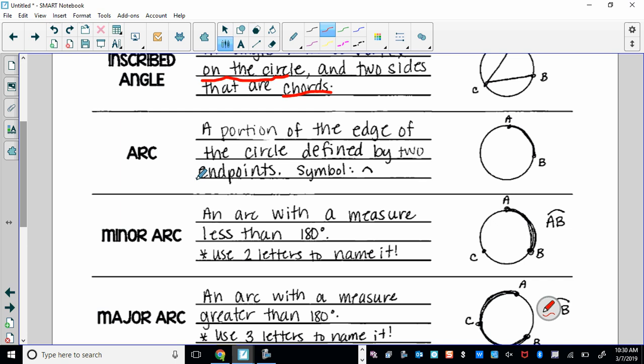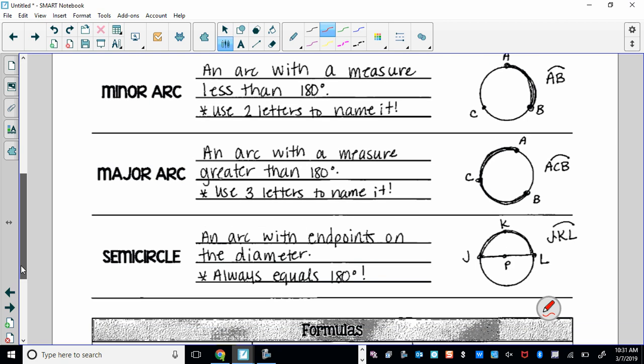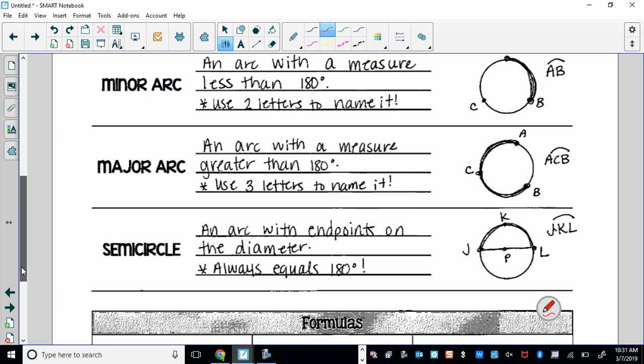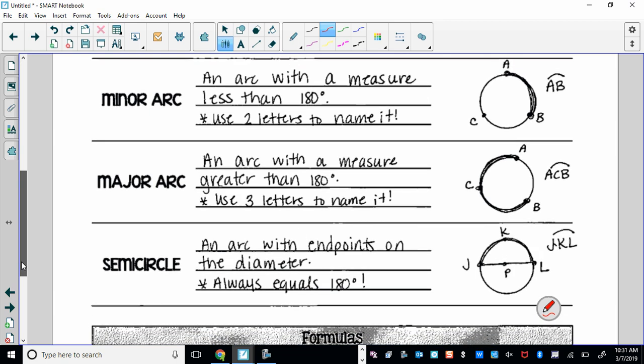An arc is a portion of the edge of the circle defined by 2 endpoints. We use this arc symbol. Okay, I'm sure you guys have heard minor, major, semicircle. Minor is less than 180. So if you're a minor, your age is less than 18 years old, right? So the same thing, if it's a minor arc, the measure of this arc is less than 180 degrees, and we use 2 letters to represent it.